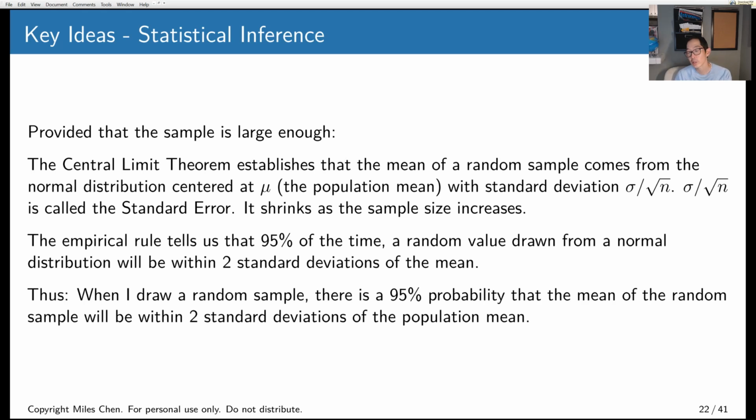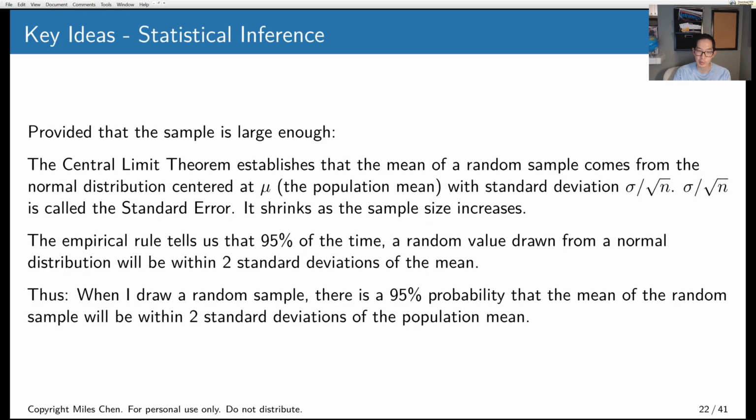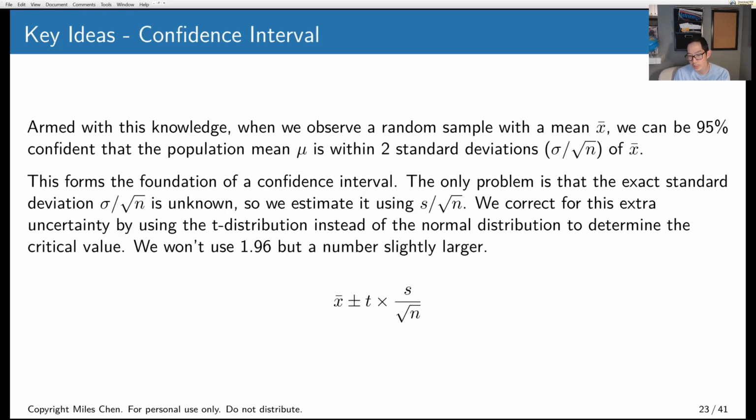Putting those concepts together, when I draw a random sample, there's a 95% probability that the mean of my random sample will be within 2 standard deviations of the population mean, or 2 sigma over the square root of n of the population mean. And so I can flip that around. If I have a random sample and I don't know what the population mean is, but I do see that my random sample has a mean of x bar, I can flip this around and be 95% confident that the population mean is within 2 standard deviations of x bar.